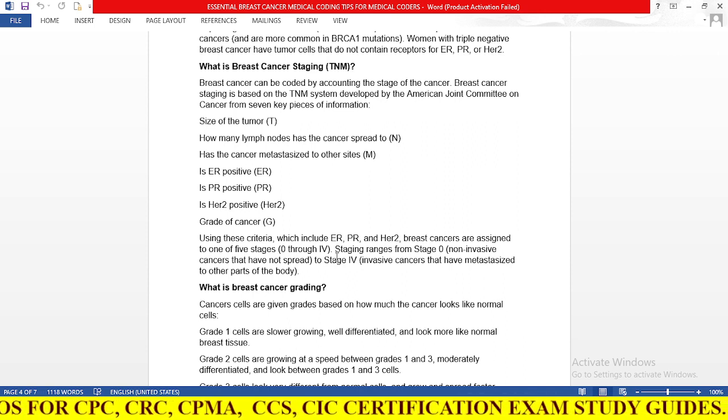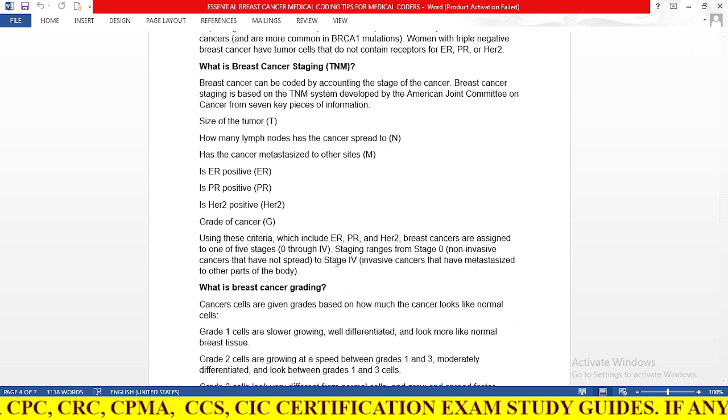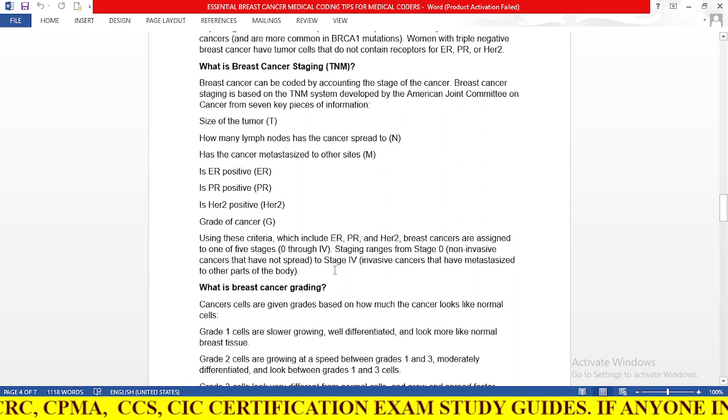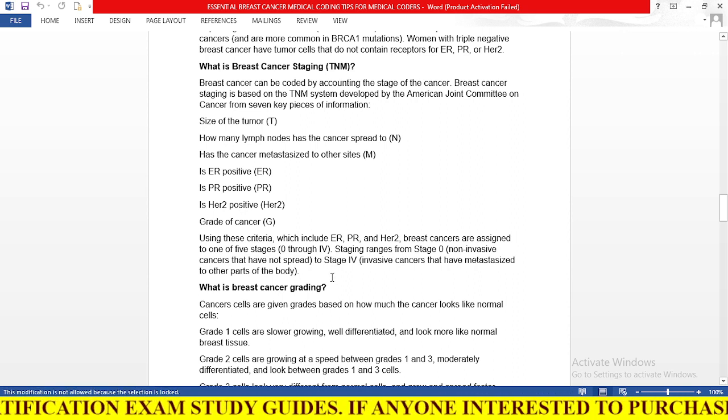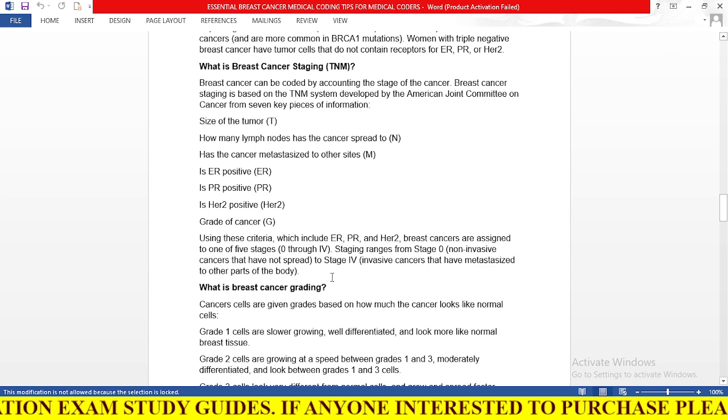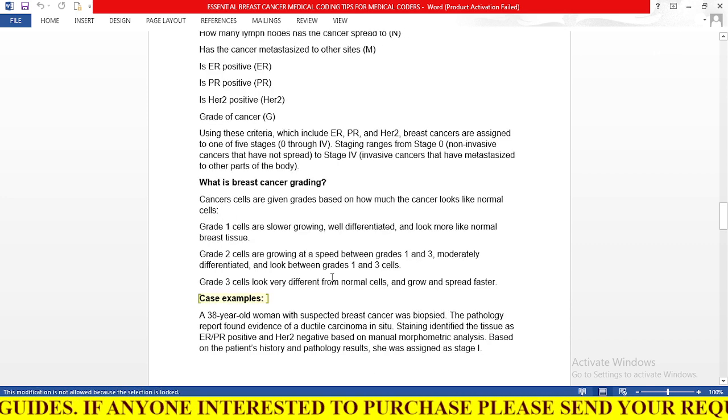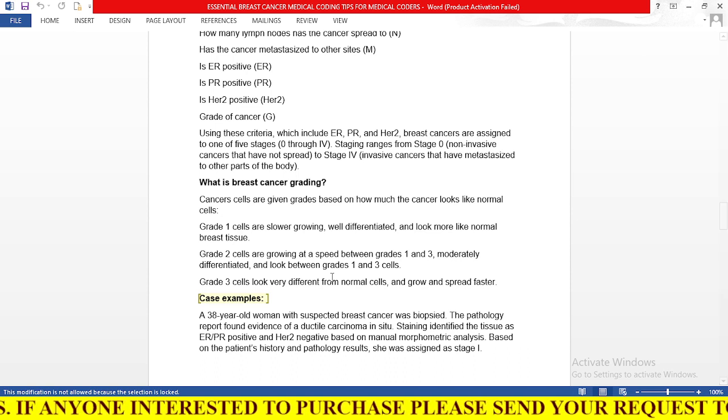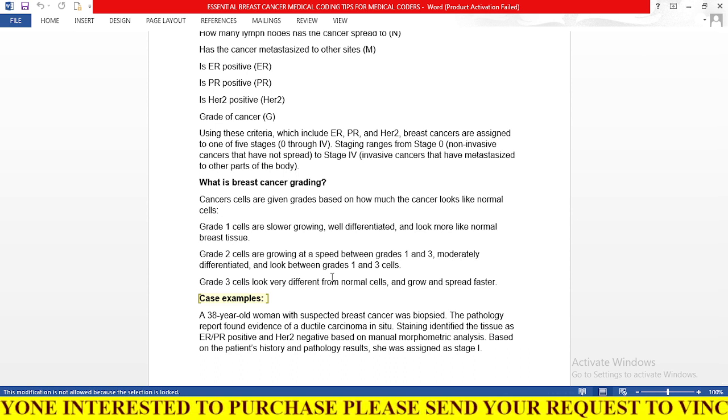Stage 4 means the patient has cancer and it has completely damaged the tissue. So next, we will learn what breast cancer grading is.